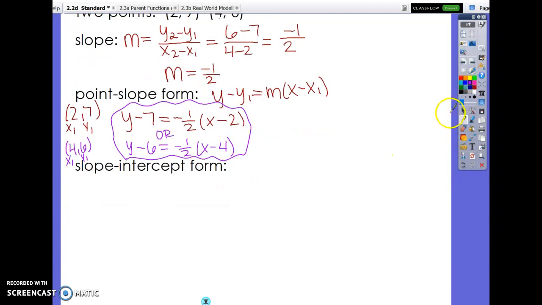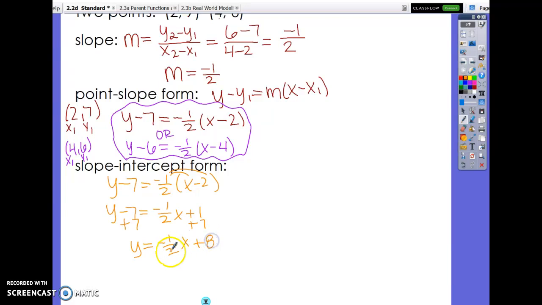And if we want to find that slope-intercept, we are still going to distribute and solve for y. So let's take a look at y minus 7 equals negative half times x minus 2. So we distribute and we get y minus 7 equals negative half x. A negative half times a negative 2 becomes a positive 1. We add 7 to both sides, and our slope-intercept form is y equals negative half x plus 8. That is our slope-intercept form.